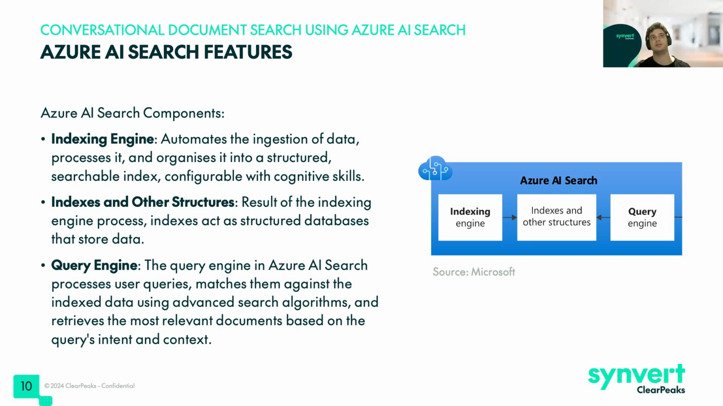The second is indexes and other structures. You can think of indexes as databases, and the indexer process is to generate these indexes so that the query engine can make queries and add extra information to the indexes in order to retrieve data. Thirdly is the query engine. The query engine in Azure AI Search is the one that processes the user queries, matches them against the index data, and then returns the knowledge based on the user configuration, based on ranking and retrieval algorithms, which we'll also go into more detail a bit later on.